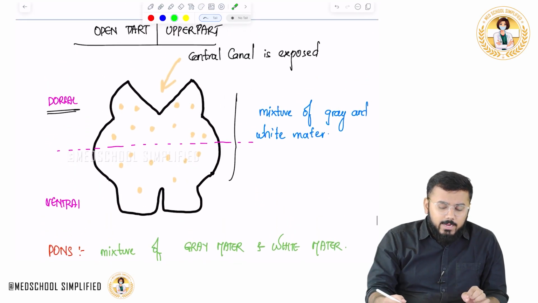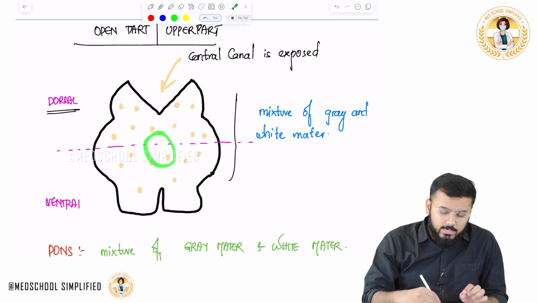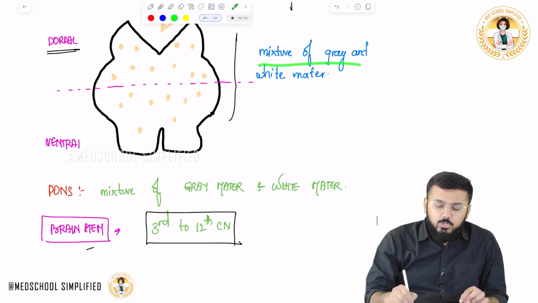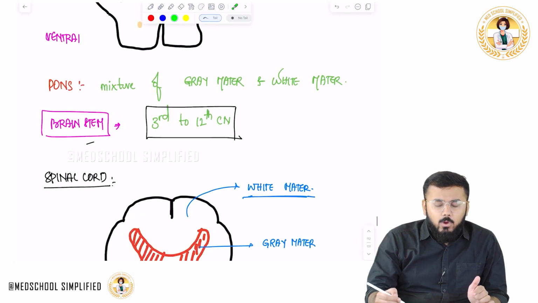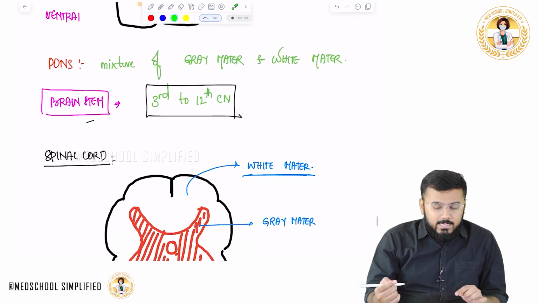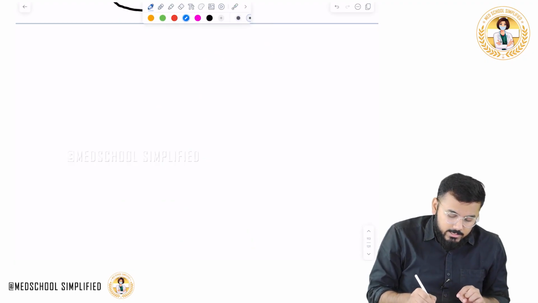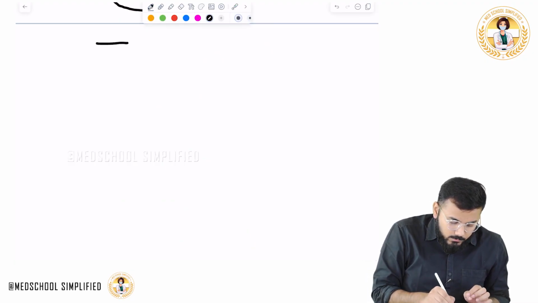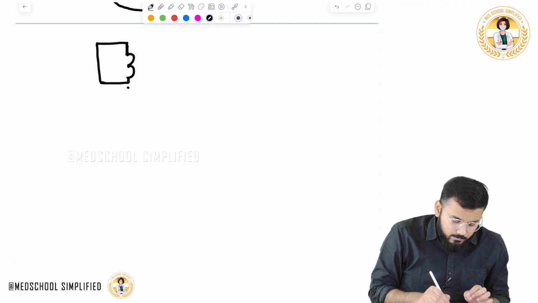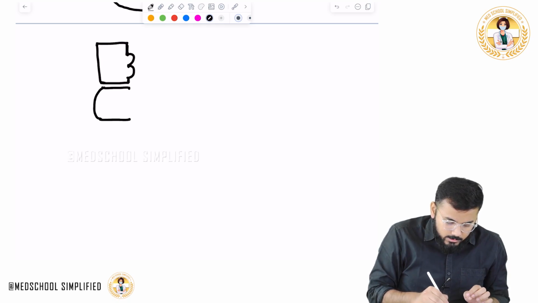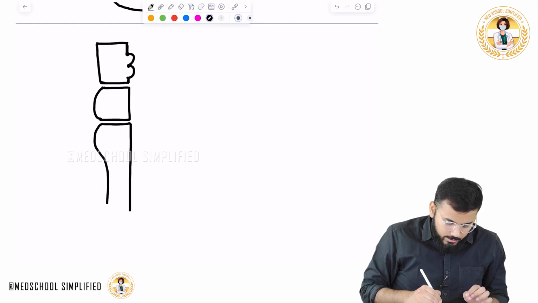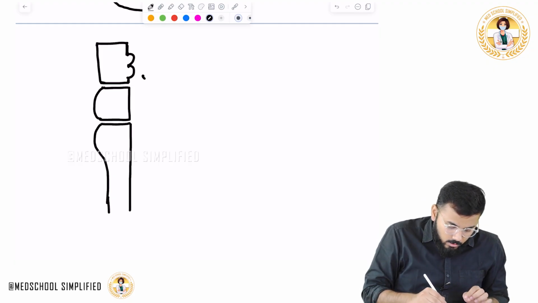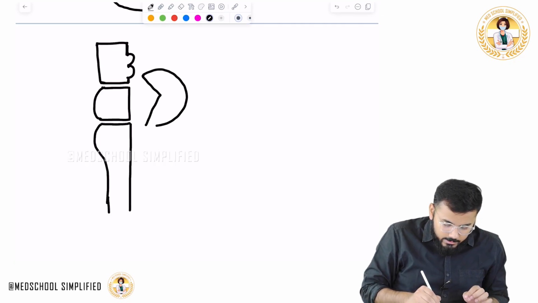You told me that in the upper part, the central canal is exposed. There is no central canal here. That is why there is a mixture of gray and white matter. But why in the pons is there a mixture of gray and white matter? The reason is, if you look at this picture, you will understand it clearly. See here, this is your midbrain. This part is your pons. This part is your medulla oblongata and continuing down is your spinal cord. And as all of you know, this is your cerebellum.